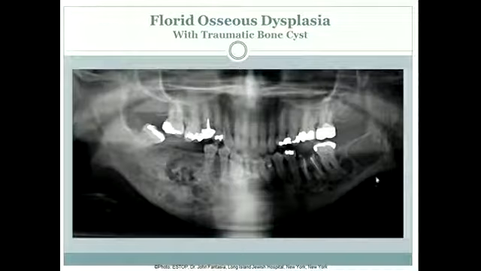And here you can see this patient had a cystic area here, but that's actually something completely different. He had a traumatic bone cyst, which we'll talk about next semester. And this is the actual florid osseous dysplasia. You can kind of see it up here, not so much in this area, but definitely in a few quadrants. You can see that that patient had something going on. So patients can have more than one thing happening.